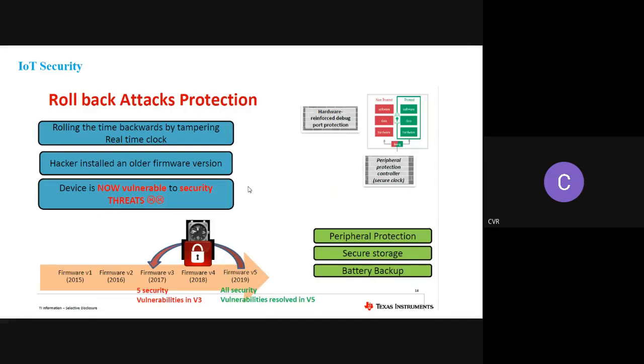Then there is rollback attack protection. Typically, a product in the market is launched with certain firmware versions, for example. There will be certain issues, and over a period of time you go with a new version of the firmware, which may have some new features and may fix certain bugs. But somebody could hack and change the firmware version, and it could run on the old firmware. So that's a challenge, and we need to have some protective mechanism in place.